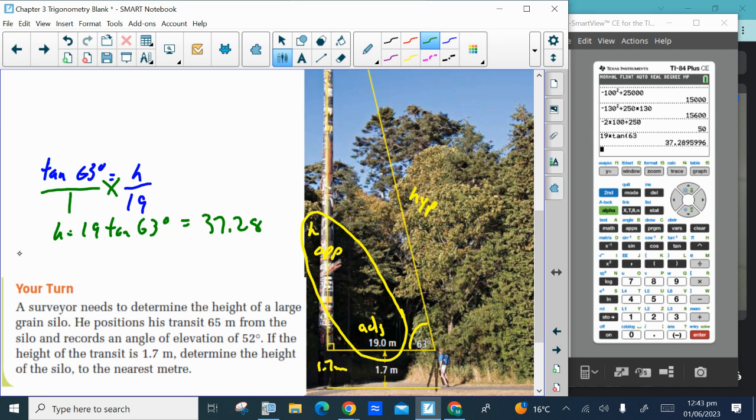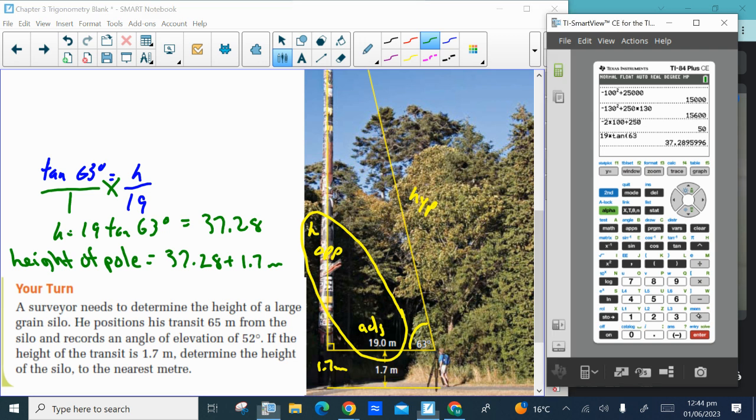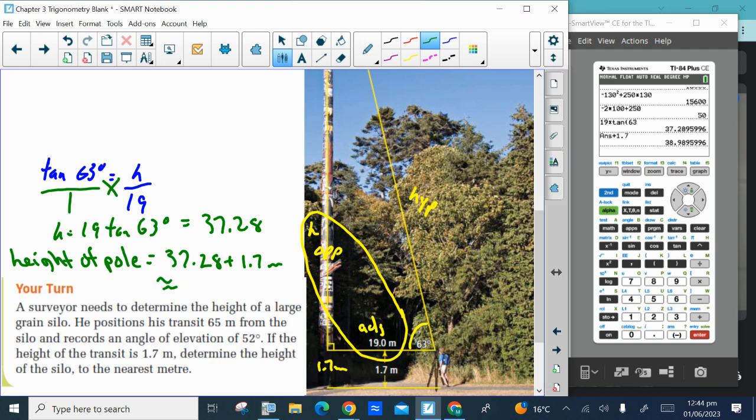But to get the height of the pole, you need to add the 1.7. So the height of the totem pole will be found by taking that number and adding the 1.7 meters. That is the height of the transit. To the nearest meter, 39 meters. That's the height of that totem pole. All right.